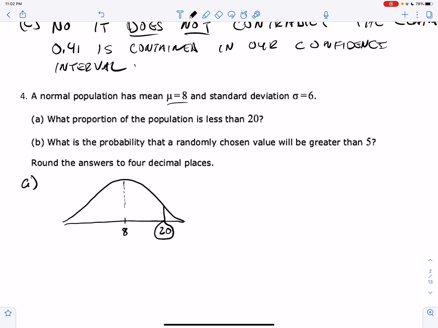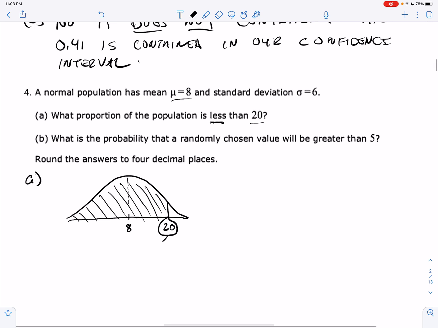It says what proportion of the population is less than 20? Well, less than 20 is going to be to the left of it. So this is what we're looking for. If we could find the area under the curve to the left of 20, we would have our answer, which is the proportion of the population that's less than 20. Of course, we don't have tables that have these raw data points on there. However, we can convert this to a z-value, and then we can look that up on our table. So how do we do that?